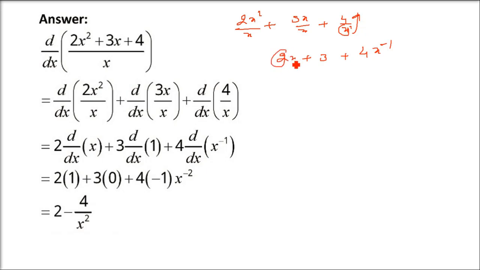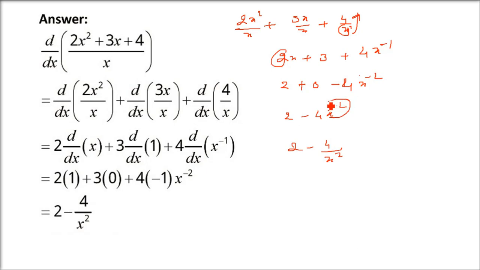So d by dx of 2x is 2, and 3 differentiation is 0. And what is this? Minus 1 comes up, 4 x to the power minus 1 minus 1. So 4x squared negative, so x raised to negative 2. So 2 minus 4 x raised to minus 2.